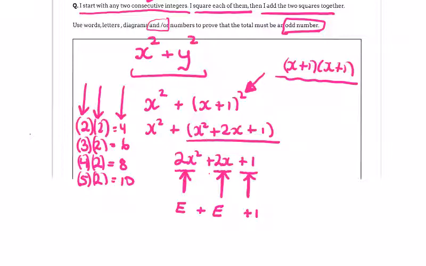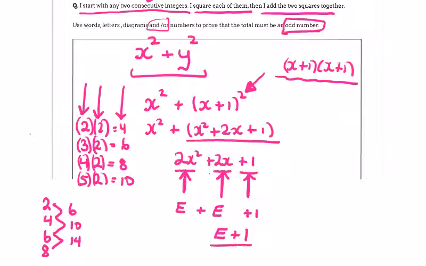So what happens if we add 2 even numbers together? Well, let's see. 2, 4, 6, 8. 2 and 4 is 6. 4 and 6 is 10. 6 and 8 is 14. When we add 2 even numbers, we get an even number. So now I have an even number plus 1.